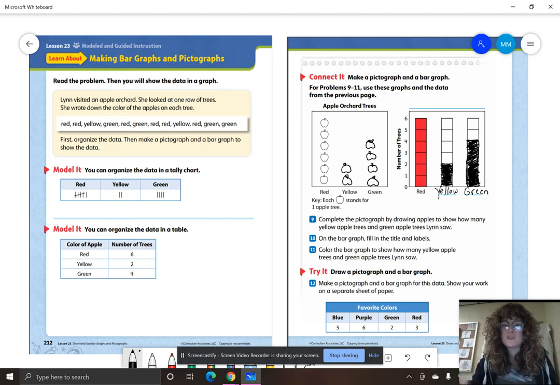Notice in my pictograph, it was kind of messy when I had to draw the pictures. Now, if I was completing this activity flat on a table, it would be easier for me to complete these bar graphs. But the bar graphs are really easy in showing where our data lines up with the scale. All right. Number 12 says make a pictograph and a bar graph for this data. Show your work on a separate piece of paper.